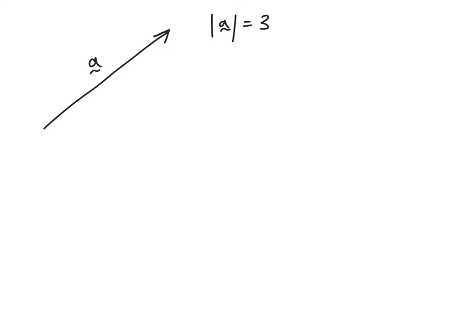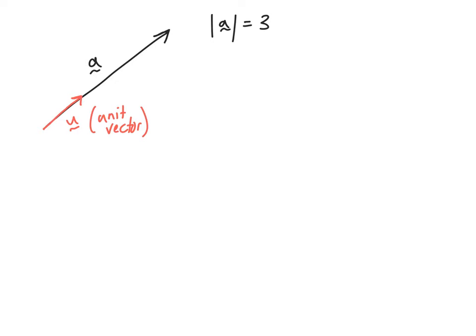Well, let's think about, what if we said, I want to have a unit vector that goes in the same direction of A, but is a unit vector. So we're going to call that U. So U is a unit vector in the direction of A.